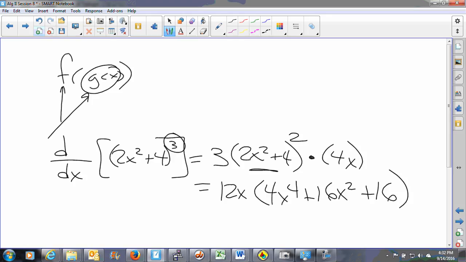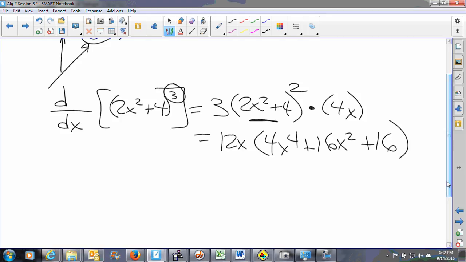And then if we multiply all of that by 12x, we get 48x to the 5th plus 12 times 16. What would that be? 192. I think 192x cubed plus 192x.